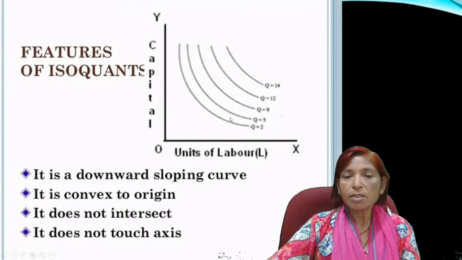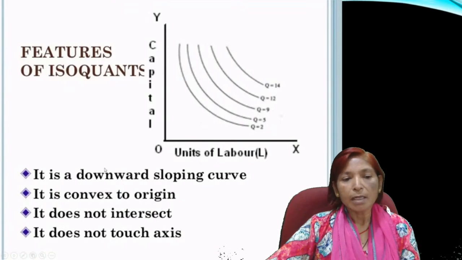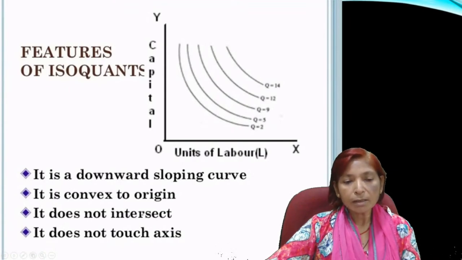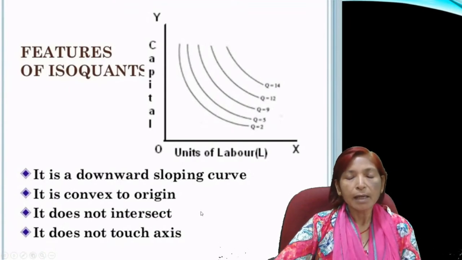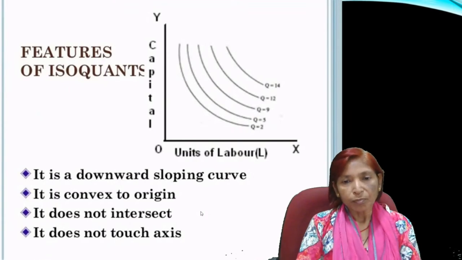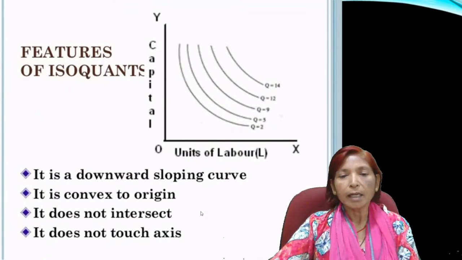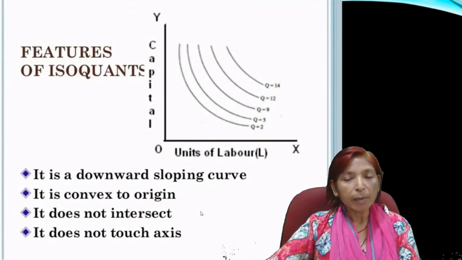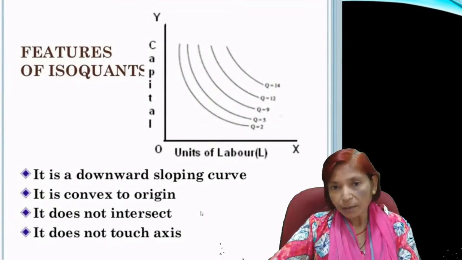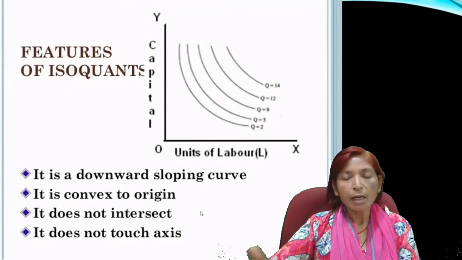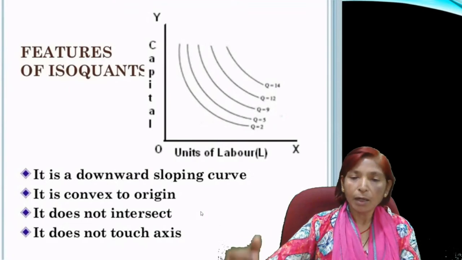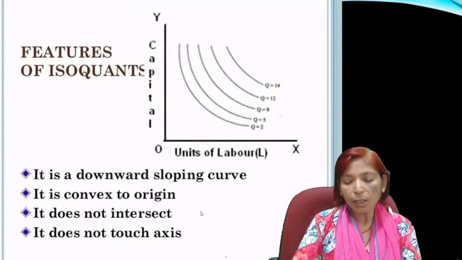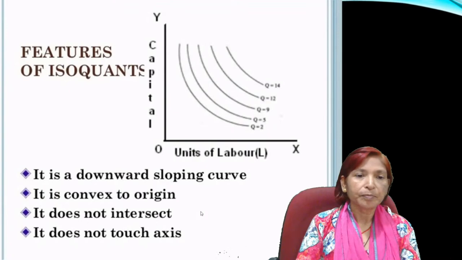So these are the features of the isoquant curve. It is always a downward sloping curve from left to right, convex to the origin. Isoquants do not intersect each other, and never touch any axis. They may go parallel, and there may be more than one. A higher isoquant shows a higher output level and a lower isoquant curve shows a lower level of output.